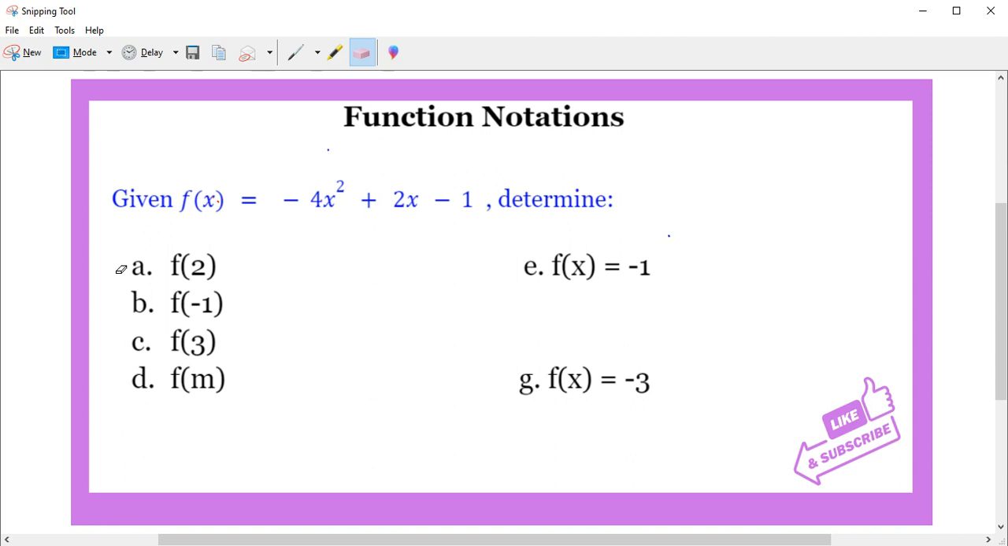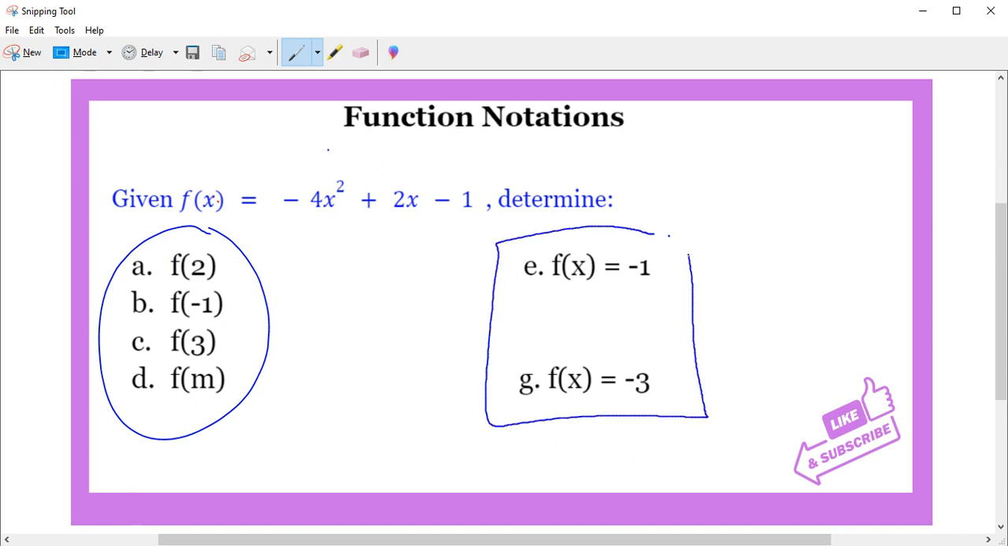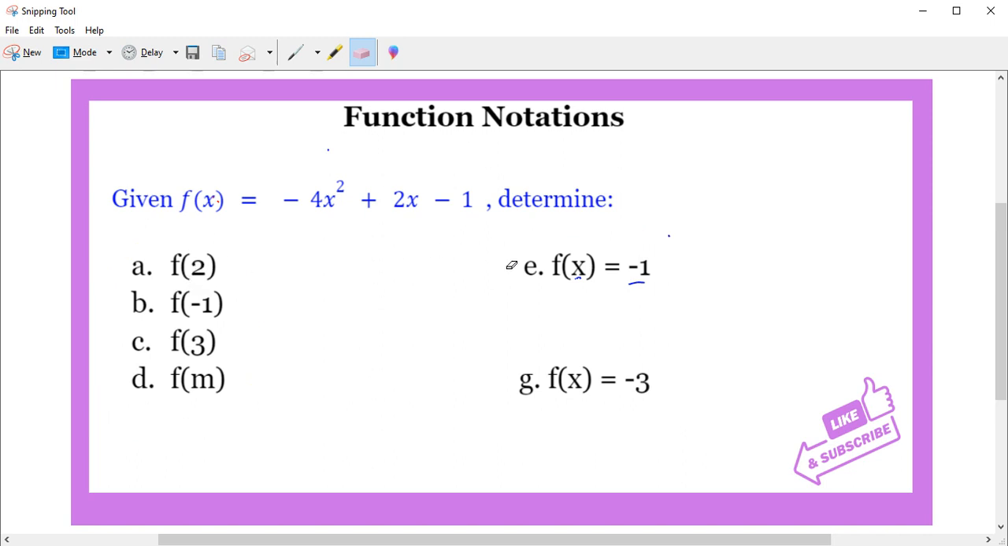Okay, before we start answering, let's look at this type of problem, A to D, and then these other problems. What's the difference? You need to be able to tell the difference in order to know what to do. The first one, you have f of a number, right? But the second one, you still have that x, but you have a number on the other side. So you need to be able to determine the difference of those two.